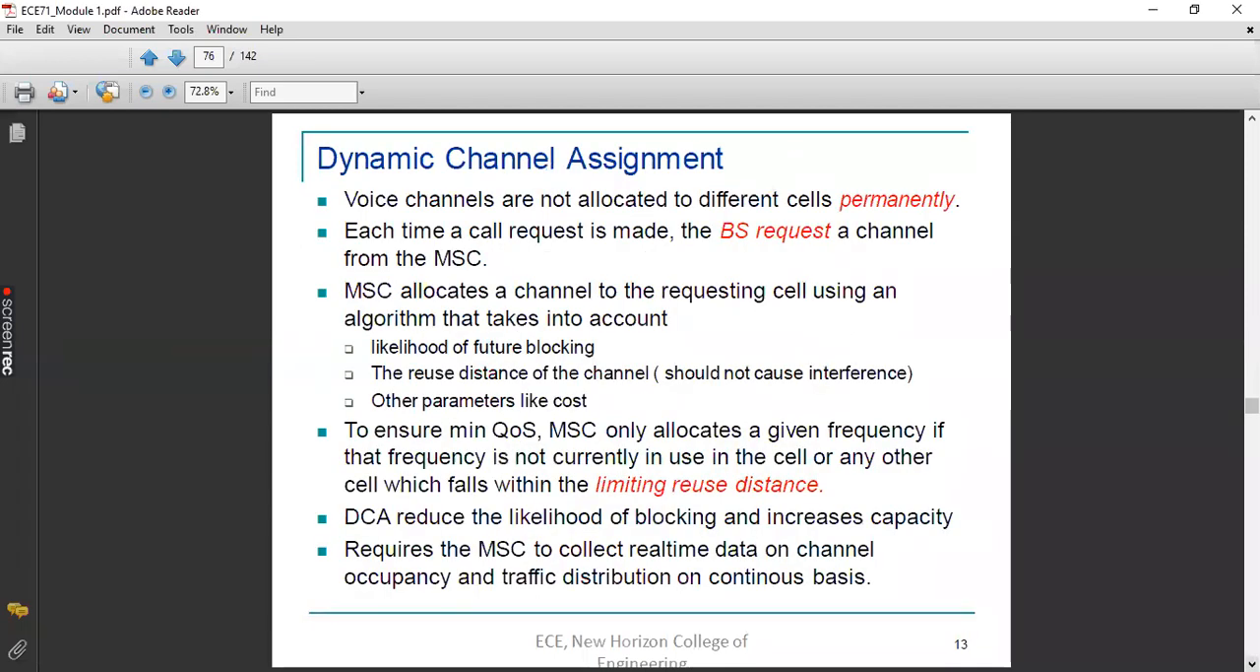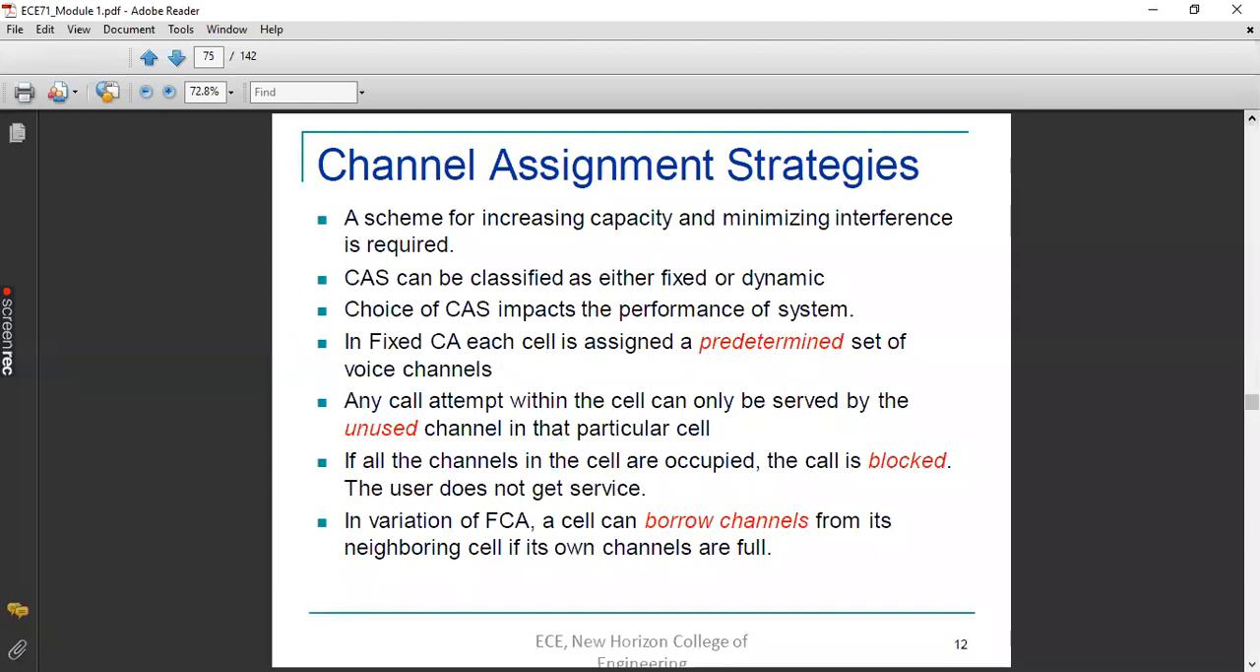Next topic you take down: channel assignment strategies. As of now, we have discussed the cellular concept and the frequency reuse concept, and how the channels are divided. There are two kinds of channels mostly used: the control channel and the voice channel. The purpose of the control channel we have already gone through. It is used for call initiation, call setup, and call termination.